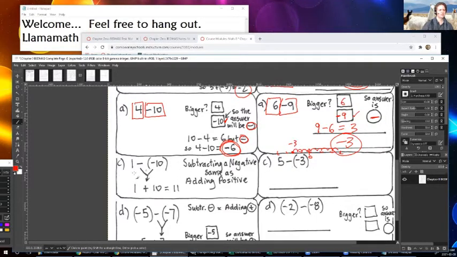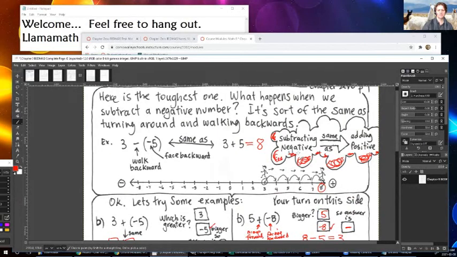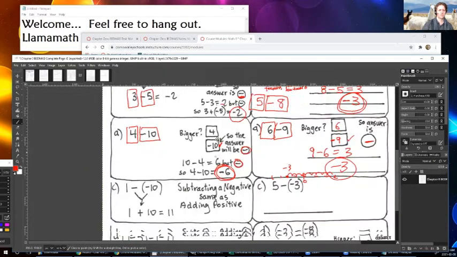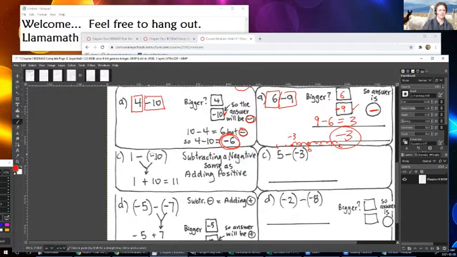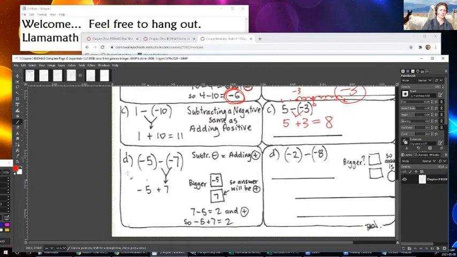All right, these are the best ones. 1 minus a negative 10. Remember what we said up here? Subtracting a negative is the same as adding a positive. So 1 minus a negative 10 is like 1 plus 10, which is 11. So again, with 2 negatives, we can do 5 plus 3 instead of minus a negative 3, which is going to be 8. Super easy. And these are about as complicated as I can make them.